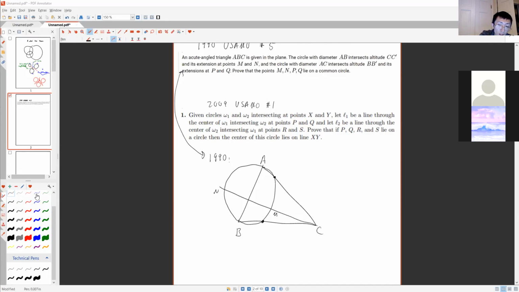Well, we might as well connect this line and this line. Because this is a diameter, this is a 180-degree arc. So this angle, A prime B, is half of 180. So it's 90, right? So that's the altitude. So the intersection of the circle with diameter AB with BC is the foot of the altitude from A to BC. Similarly, this is also a 90-degree angle. So B to B prime is the foot, that's an altitude.